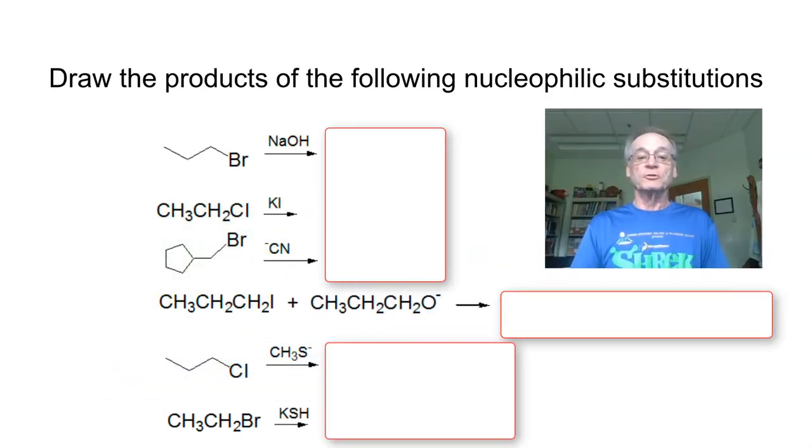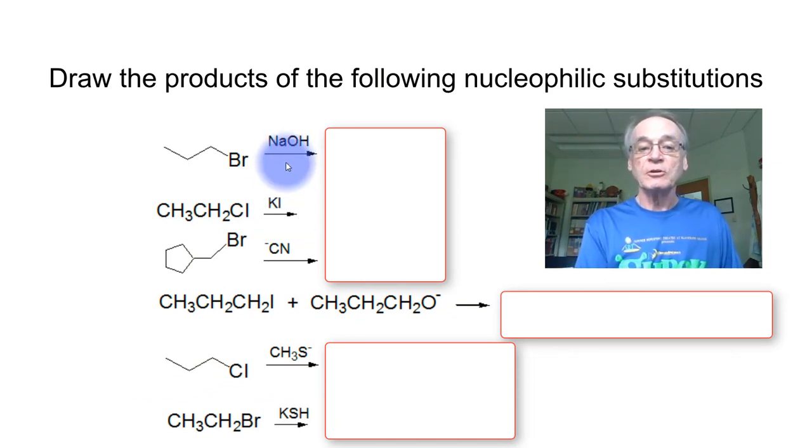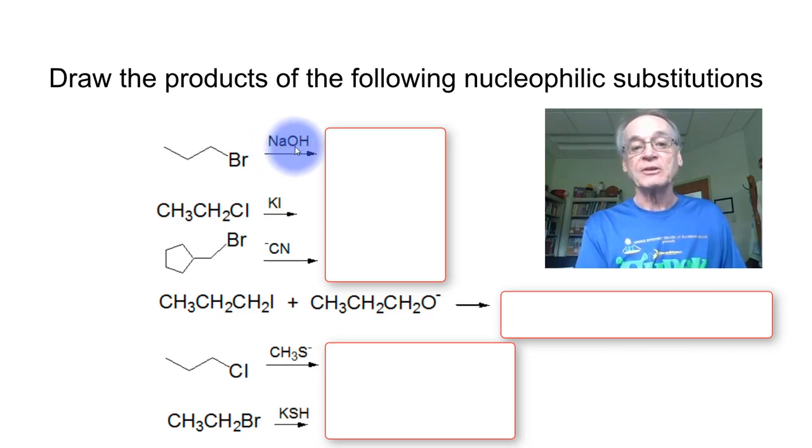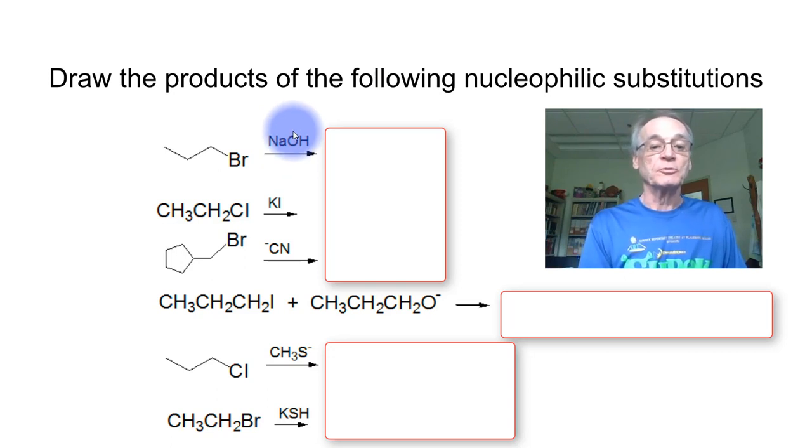So what I want you to do is draw the products of each of these reactions. Notice the reagent written a little bit differently in some of these. This one written sodium hydroxide, but you know that it's actually a sodium positive and a negative hydroxide, and it's the negative hydroxide that's the actual nucleophile.